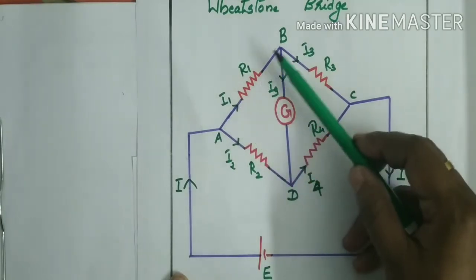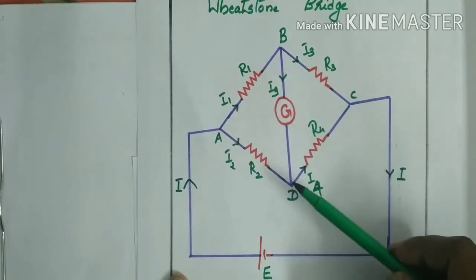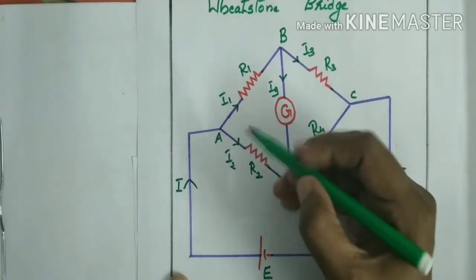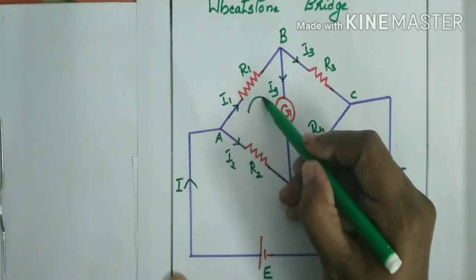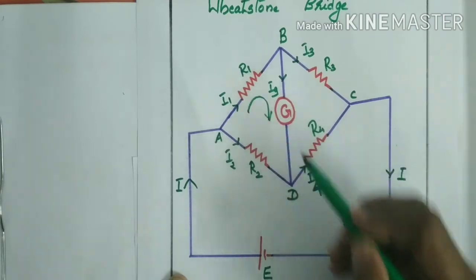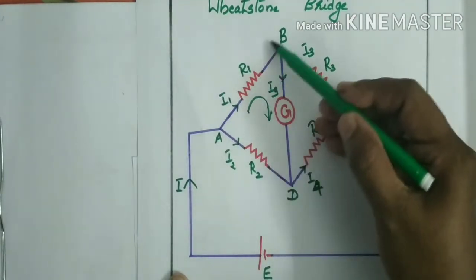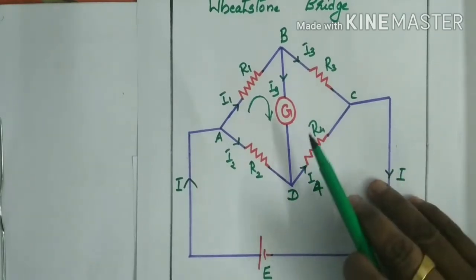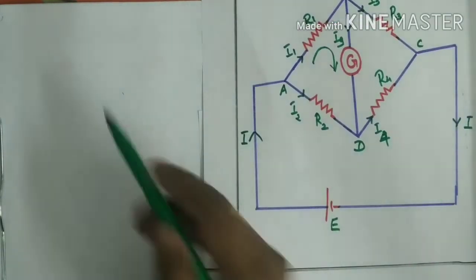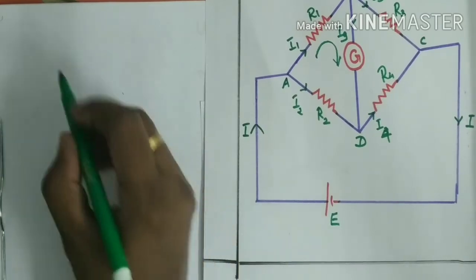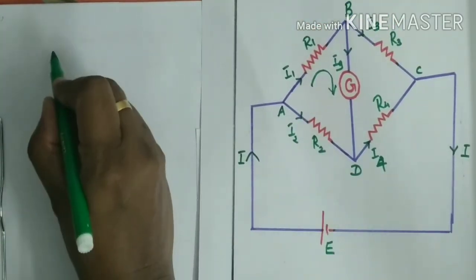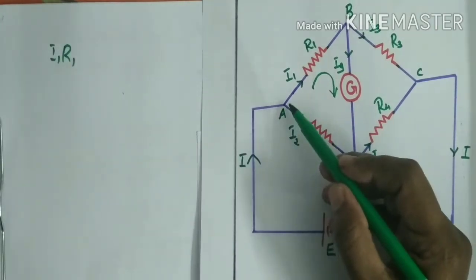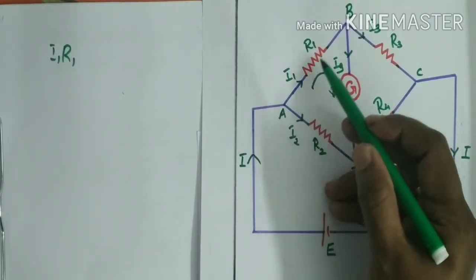Now we can apply Kirchhoff's loop rule for the loop A, B, D, A. We can consider any direction, clockwise or anti-clockwise. Here I have taken the clockwise direction, A, B, D, A. How will you apply the loop rule? We can apply the loop rule like this. Here I1 R1. This is the original current and this is the assumed direction of current.